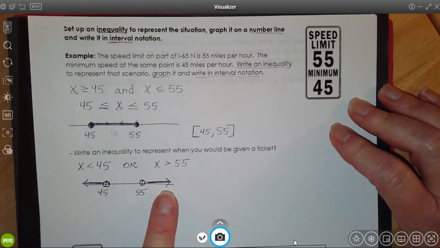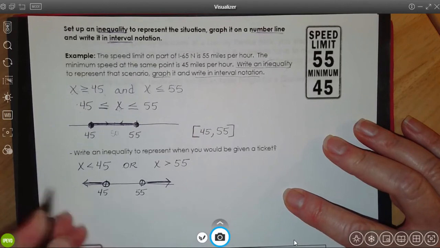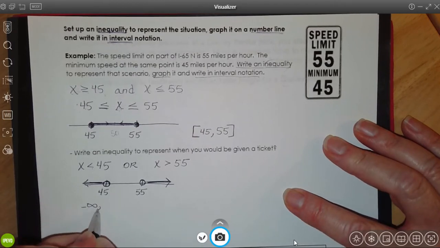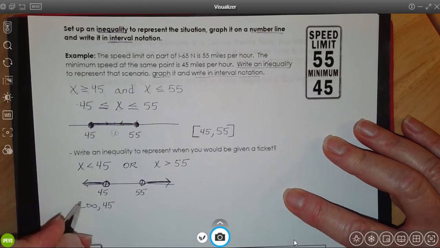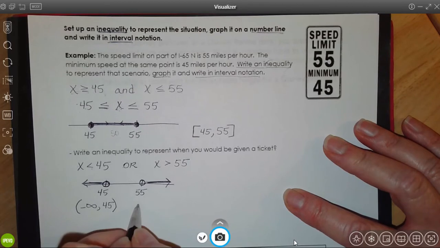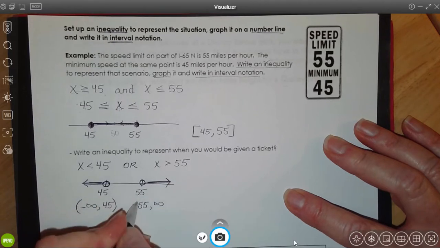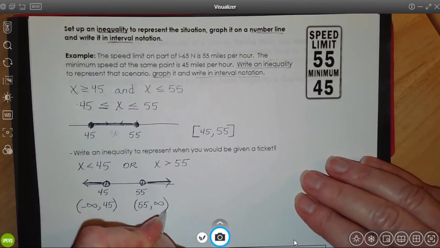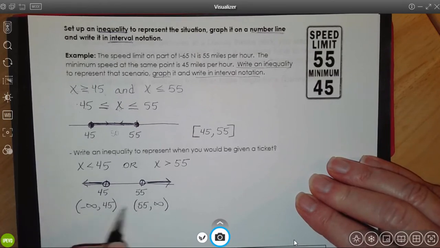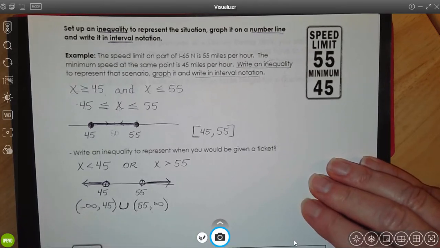Now, this number line has two parts, so my interval will have two parts. It is pointing to negative infinity over here, and then it comes up to 45. Infinities always get regular parentheses, and open circles get regular parentheses. The other part of my interval is from 55 to infinity. The arrow is pointing to the right. These also get regular parentheses. To show that these both are part of the same scenario, we put what is a flat U, which means union. The union of these two is the answer to the question.